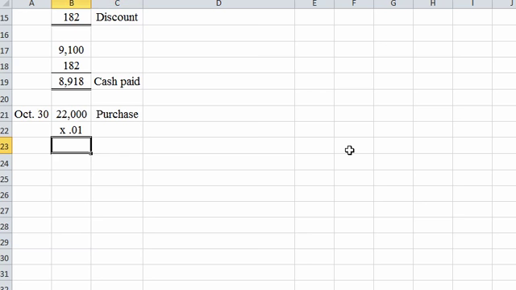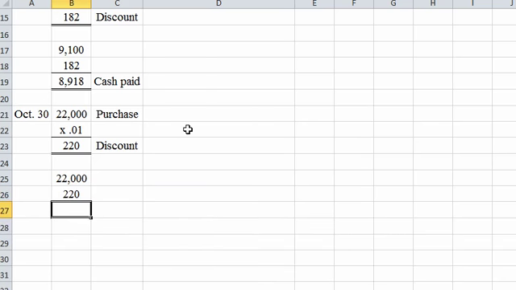Maybe it's just that the company offering the 2% discount needs to turn that cash over more quickly. Okay, so let's figure this out. It's going to be equal to 22,000 times 0.01, or $220 discount, which we'll subtract from the 22,000. And this is equal to 22,000 minus the 220, and that's going to be cash paid.